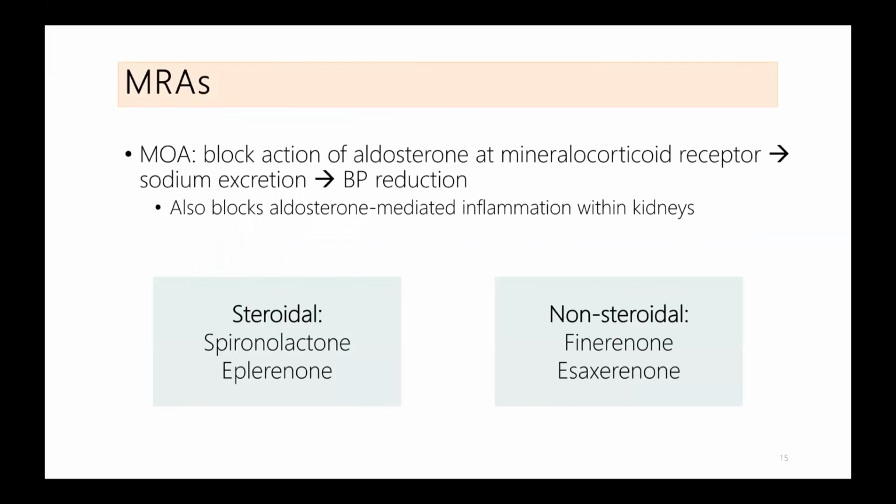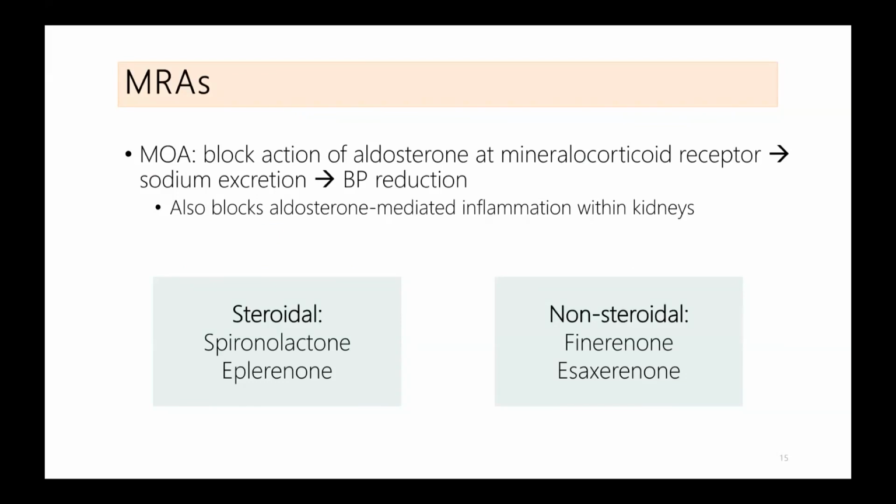For our third class of medications, we have the mineralocorticoid receptor antagonists, which block aldosterone action at the mineralocorticoid receptor. This then leads to sodium excretion and thus blood pressure reduction. They also decrease aldosterone-mediated inflammation within the kidneys, and it is an important mechanism because experimental evidence suggests that the RAS blockade with an ACE inhibitor or ARB leads to incomplete suppression of serum aldosterone via the aldosterone escape phenomenon.